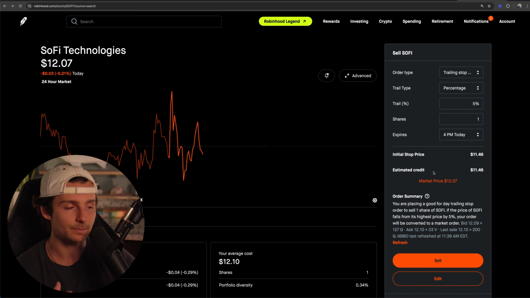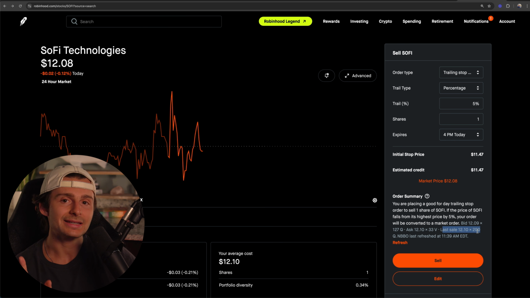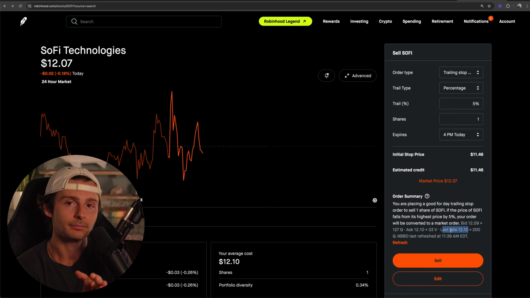So here's how Robinhood explains this. You are placing a good for day trailing stop order to sell one share of SoFi. If the price of SoFi falls from its highest price by 5%, your order will be converted to a market order and you will be sold. It'll sell for you automatically. It gives you the bid, the ask, and then the last sale price. If I'm not mistaken, they are going to take from when you select this order, the last sale price, that they have right here. Then if we drop 5% from that price, you're out. So on a stock that's volatile like SoFi, I actually might want to go higher than that.